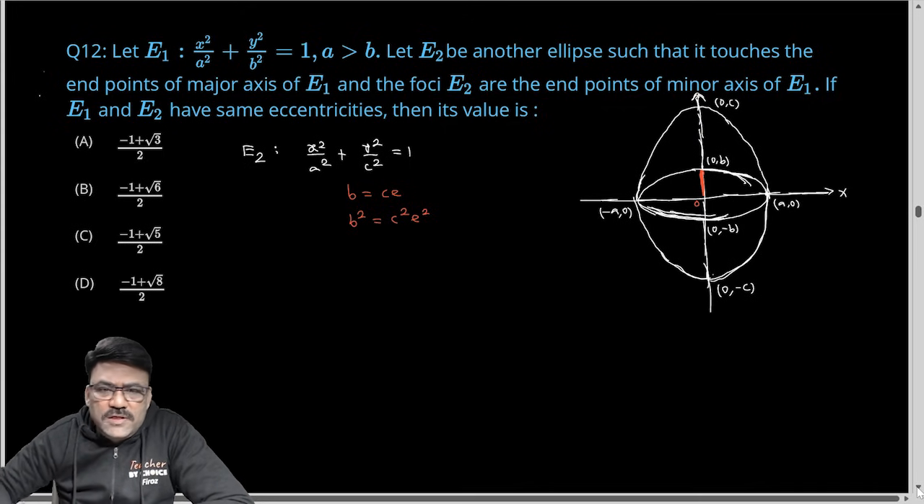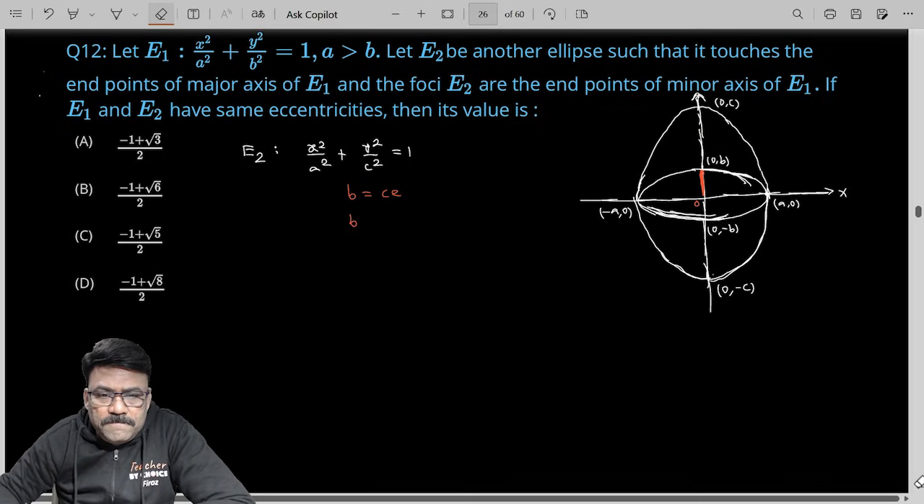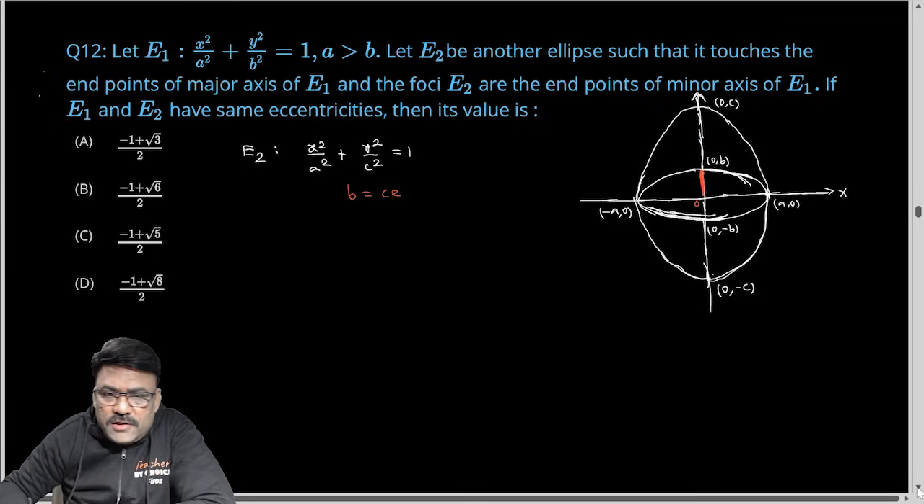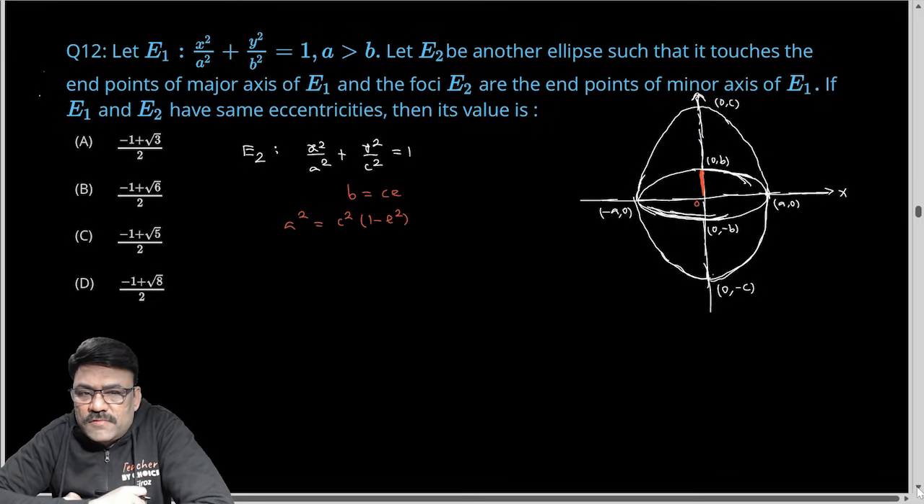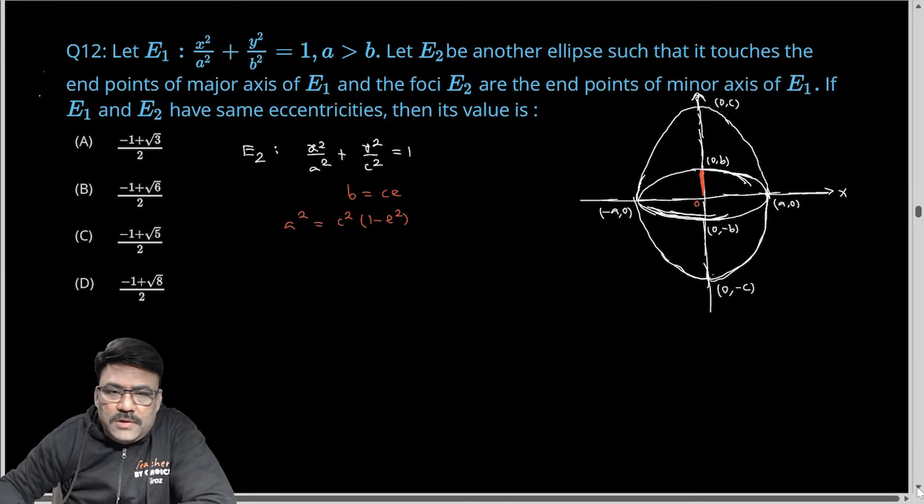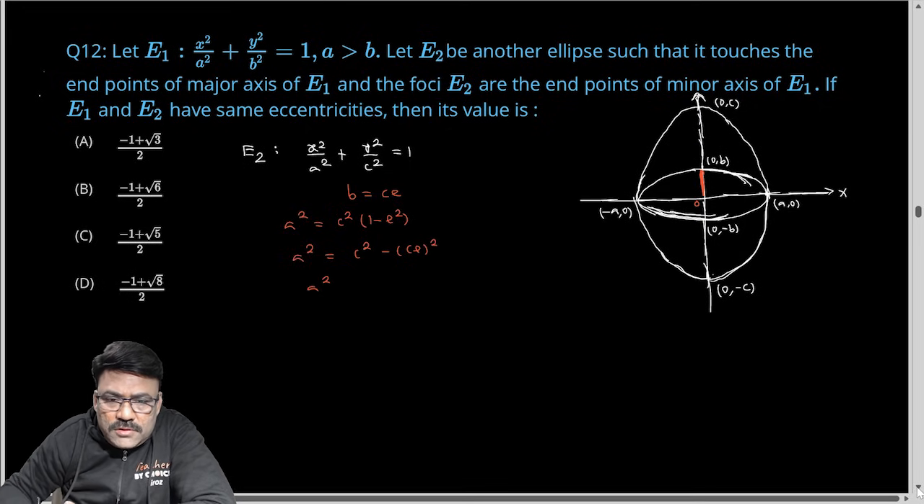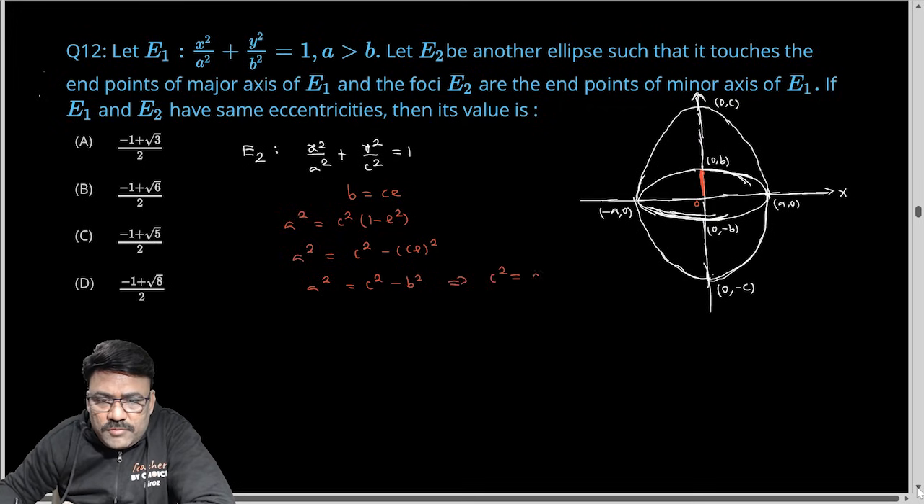Let's find the eccentricity of this ellipse. For this vertical ellipse, A square will be C square (1 minus E square). So it is A square equals C square minus CE square. And C is B. So you are getting A square is equal to C square minus B square. So we got C square is equal to A square plus B square.